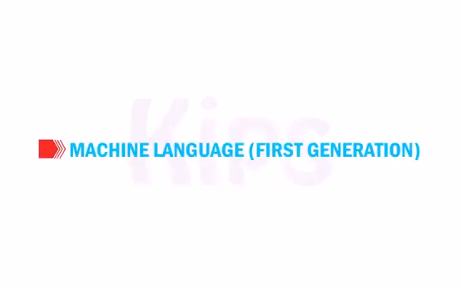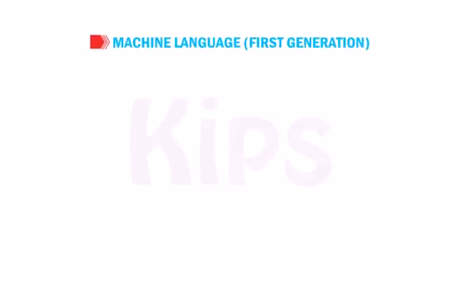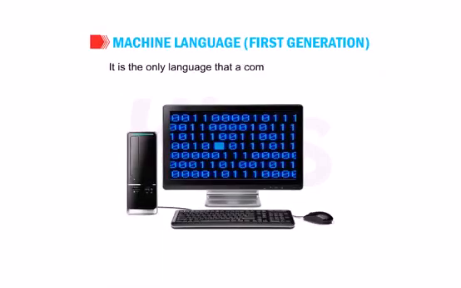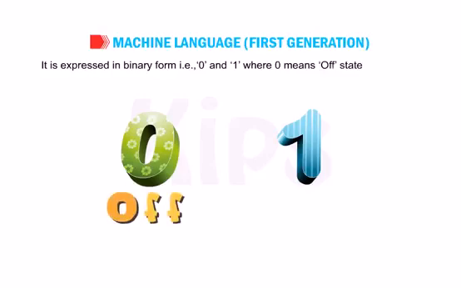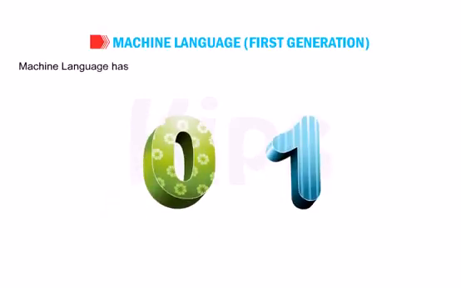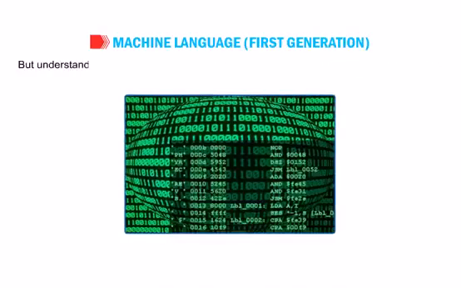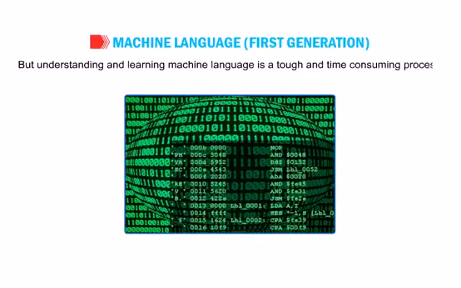Students, let's learn about machine language, first generation. It is the only language that a computer understands. It is expressed in binary form, that is 0 and 1, where 0 means off state and 1 means on state. Machine language has the advantage of very high speed and very low memory utilization. But understanding and learning machine language is a tough and time-consuming process.